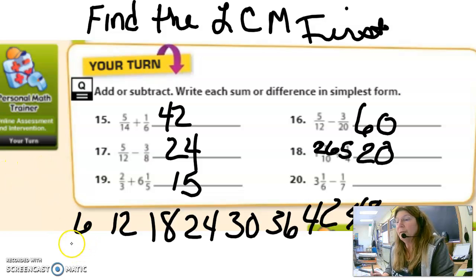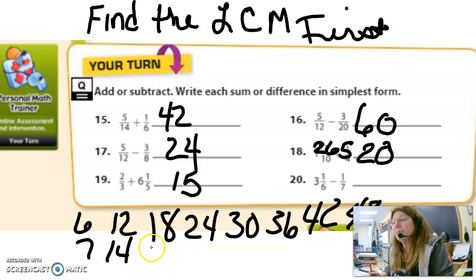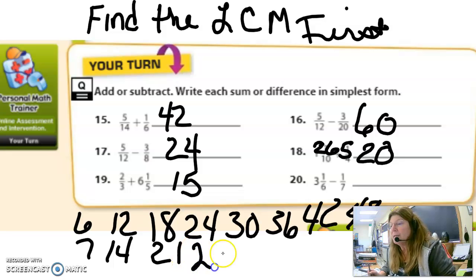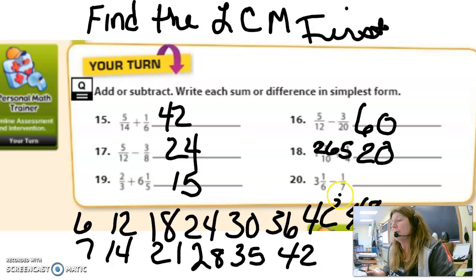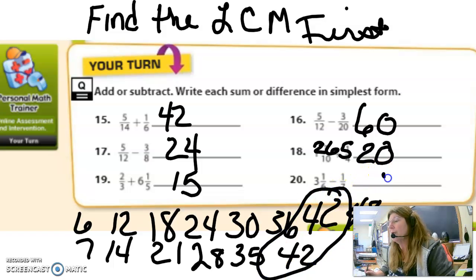Okay. Now let's try the 7. We have 7. We have 14. 7 times 3 is 21. 7 times 4 is 28. 7 times 5 is 35. 7 times 6 is 42. There we go. There is our least common multiple, 42.